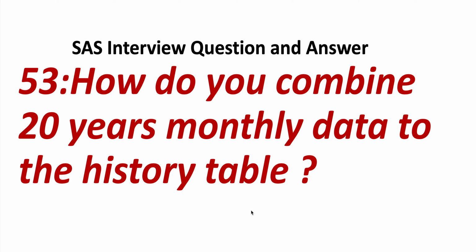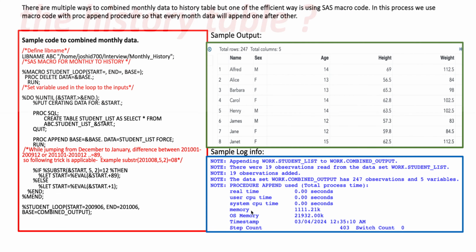SAS Interview question and answer, question number 53. How do you combine 20 years of monthly data to the history table? This question is asking how you can combine multiple years of data, which is recorded as monthly data, to the history table in an efficient way.